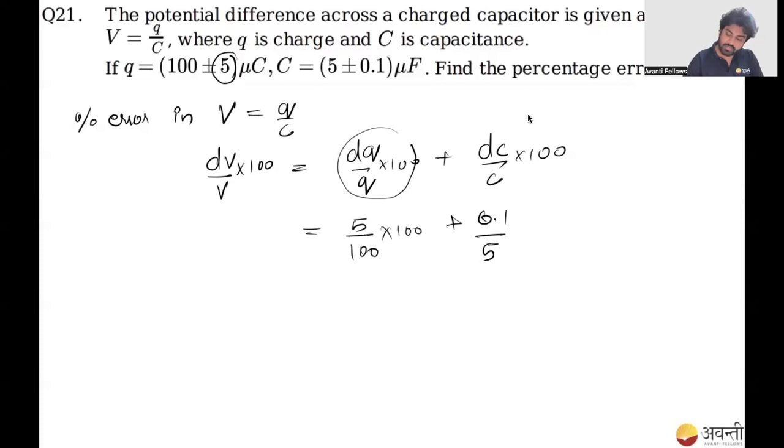into 100. So this is the percentage error in V, which is equal to the first one is 5%, second one is 2%. So it is 7% overall. Okay. Chalo, very well then.